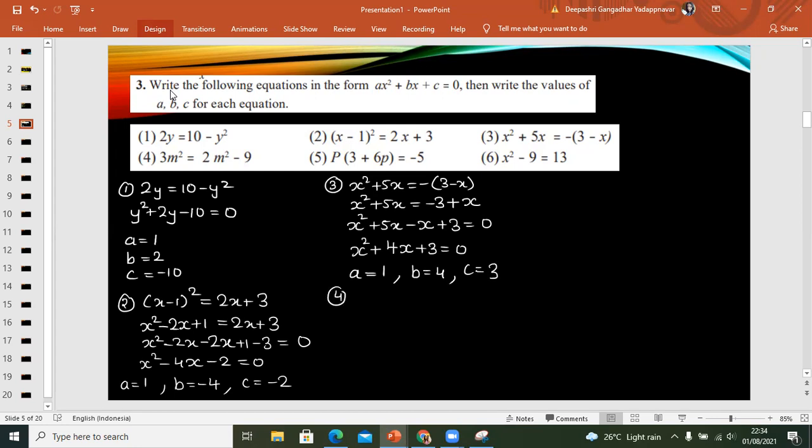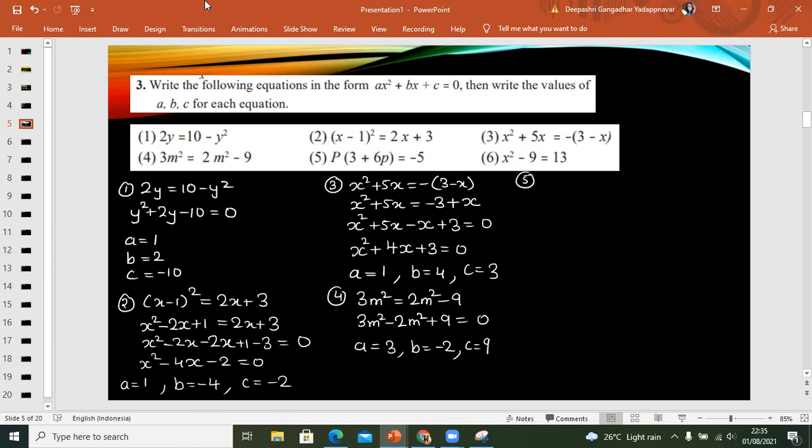Let's solve question 4 now. Question 4 is 3m square equal 2m square minus 9. 3m square, move 2m square to the left, it will change the sign, so negative 2m square. Negative 9 will change its sign on the left, it will become positive 9 equal 0. Now we can write the value of a as 3, b value is negative 2, and c value is 9.